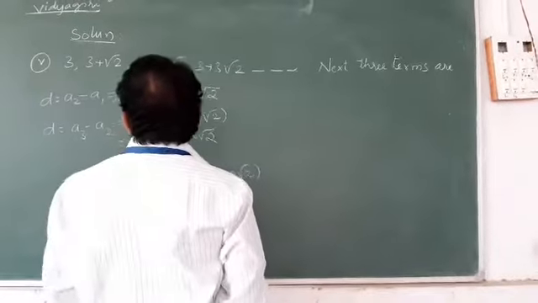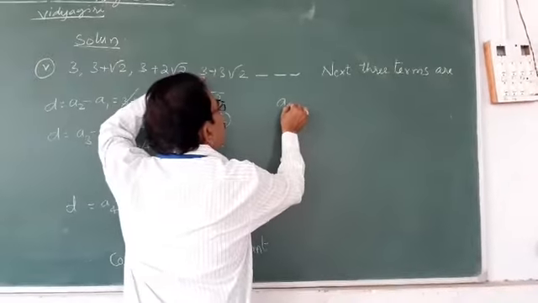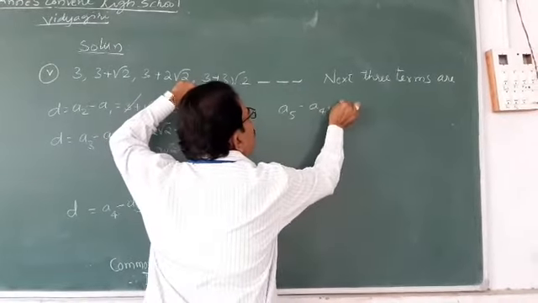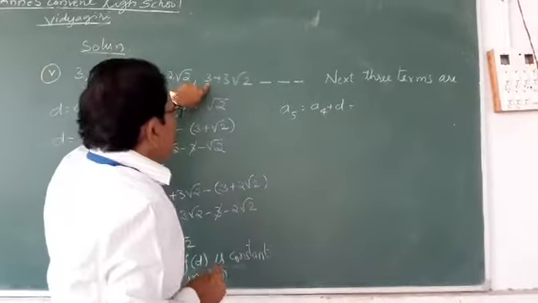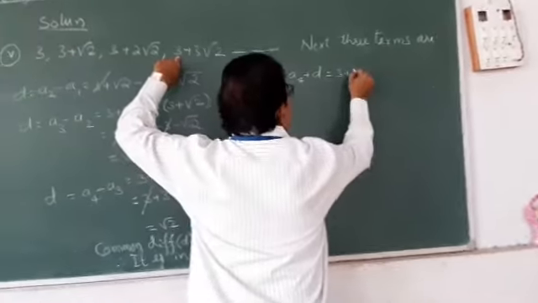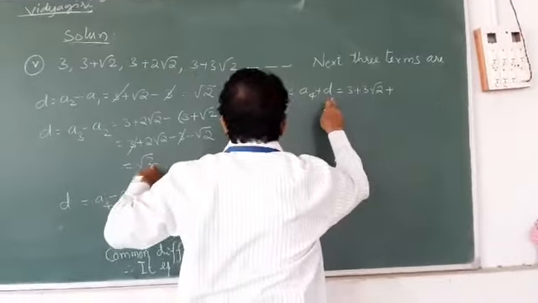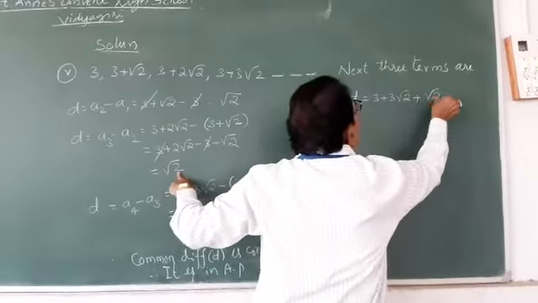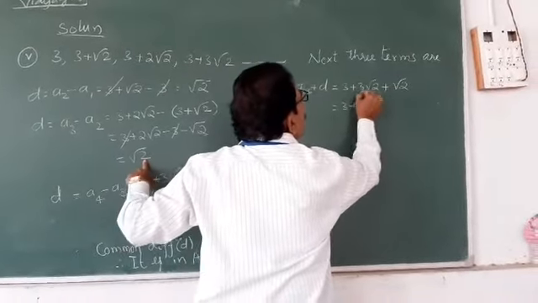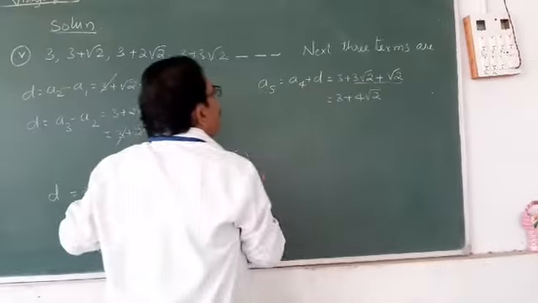On 4 terms they have given. We have to find the 5th term. a5 equals a4 plus d. a4 is 3 plus 3 root 2, plus d is root 2. That equals 3 plus 3 root 2 plus 1 root 2. How many roots? 4 root 2.